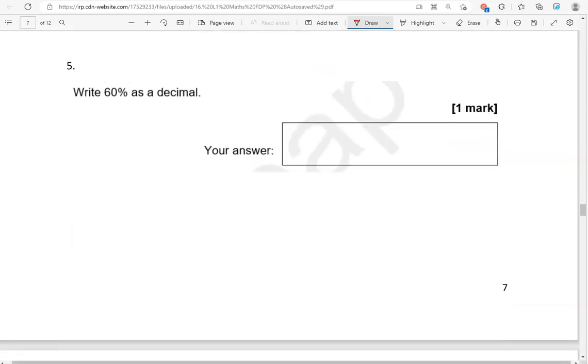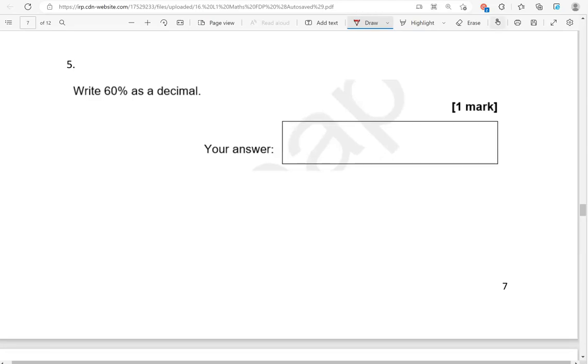Write 60% as a decimal. So 60% is like 60 pence, which we write as 0.6 or 0.60. Both of them are equal. When we write money, we need to include 2 digits, but when we just write the answer as a decimal, it doesn't matter, so I can write 0.6.